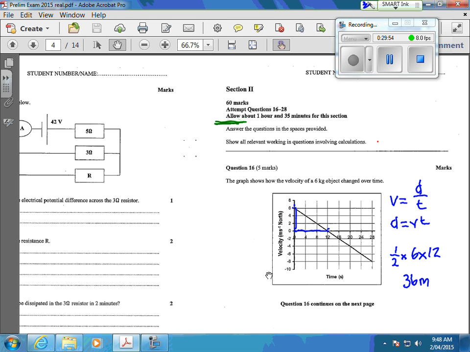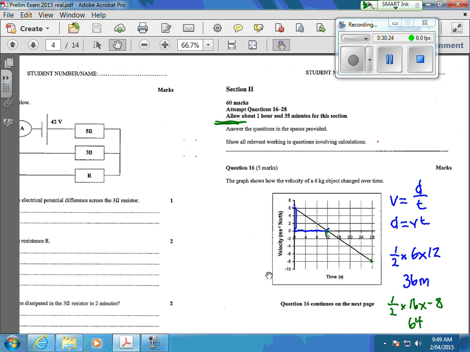And then for the second half of the journey, it's from there to there. 12 to 28 seconds is 16 seconds. And it was a total of -8, so it's going to be 1/2 times 16 times -8, and that's going to be -64.